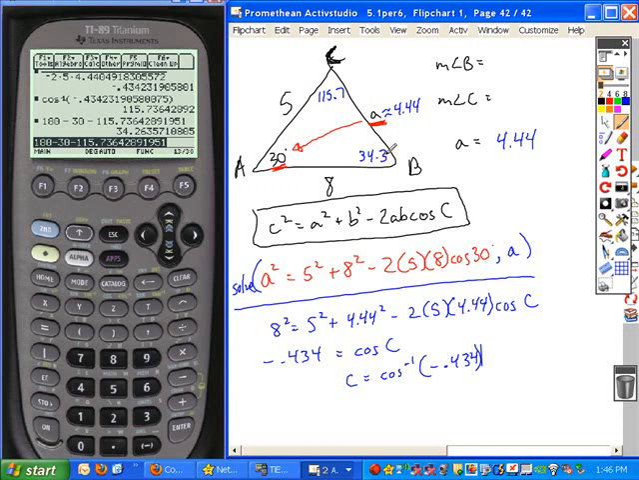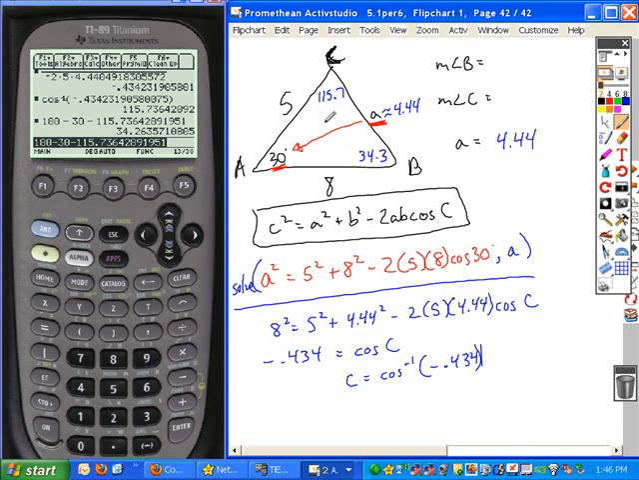Okay, now, is this consistent with what you would expect? Yes. Is the largest angle opposite the longest side? Oh, yeah. Smallest angle opposite the smallest side. These two angles are relatively close, so the sides opposite them are relatively close.